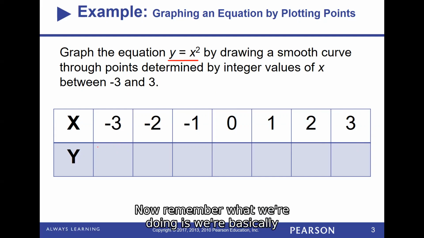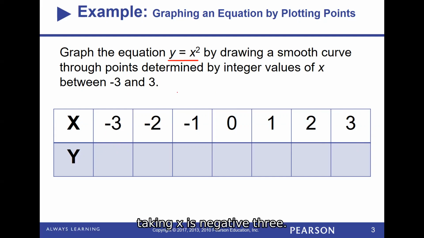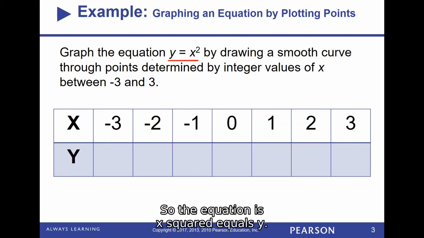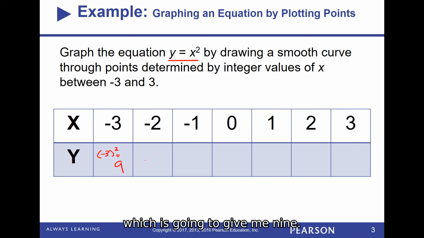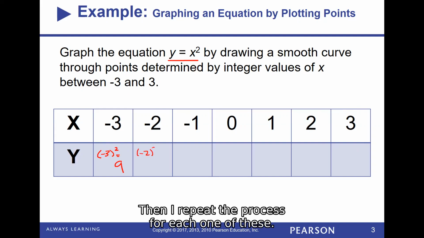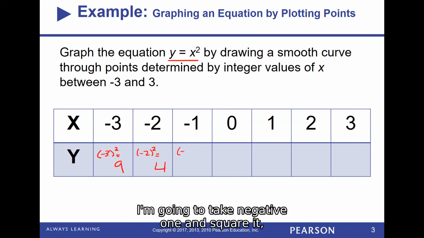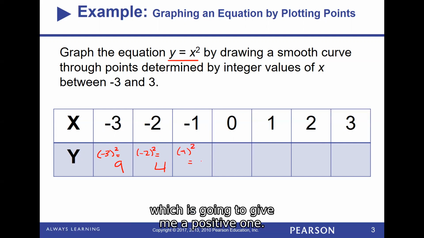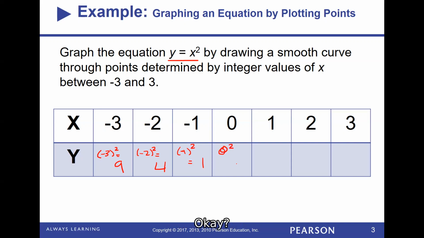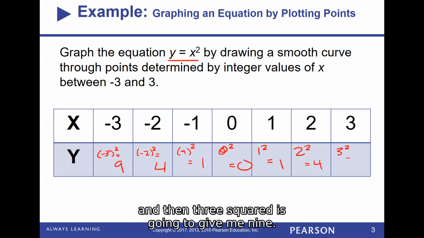Now, remember what we're doing: taking x is -3, so the equation is x squared equals y. So this is going to be -3 squared, which gives me 9. Then I'm going to repeat the process for each one of these. Take -2 and square it, which gives +4. Take -1 and square it, which gives +1. Take 0 and square it, and that gives us 0. Take 1 and square it, which just becomes 1. We've got 2 squared, which gives me 4. And then 3 squared gives me 9.